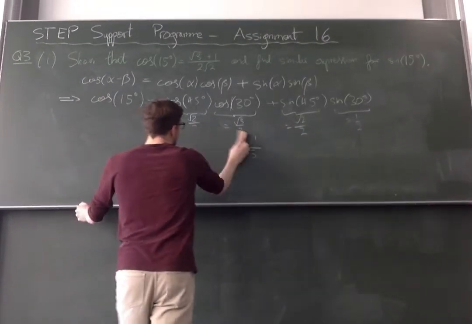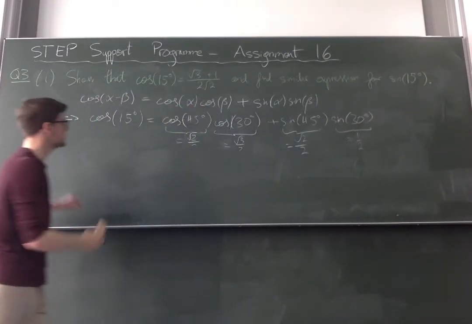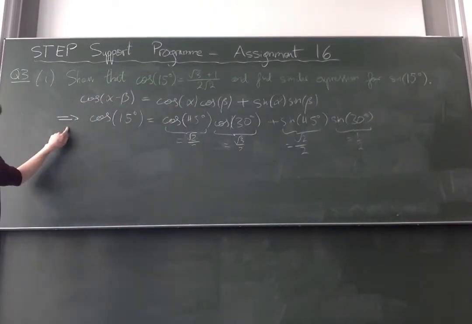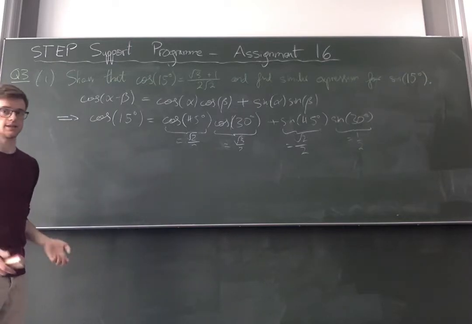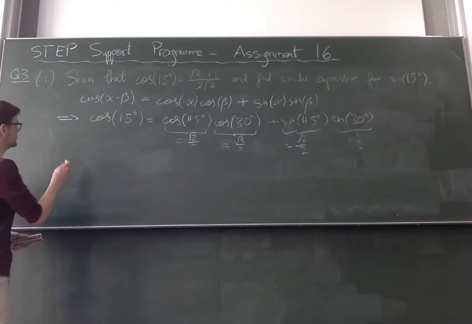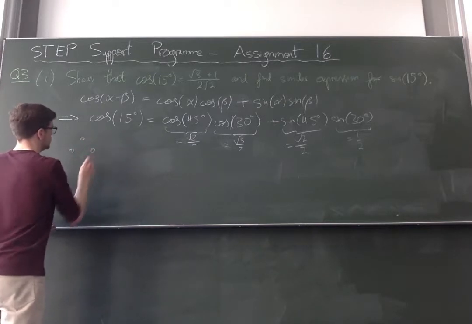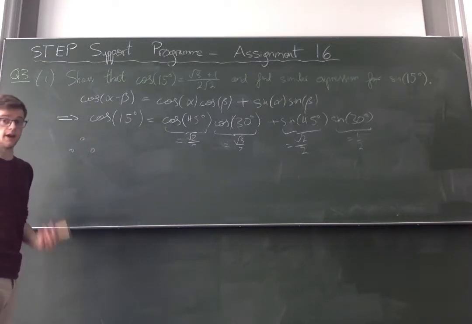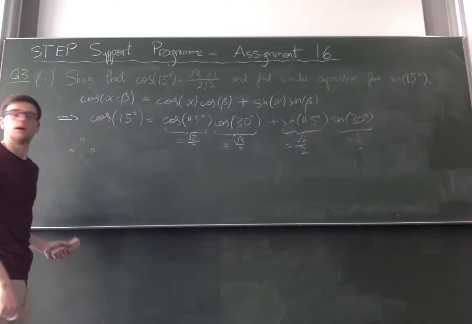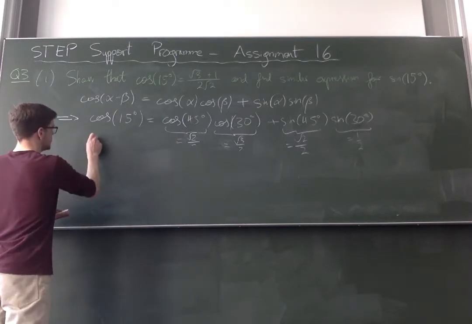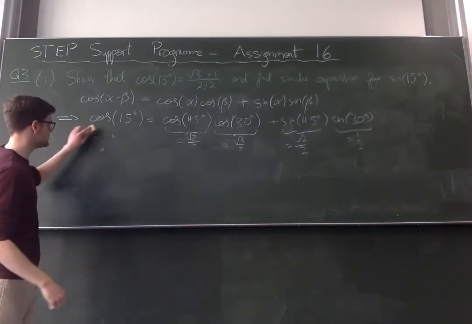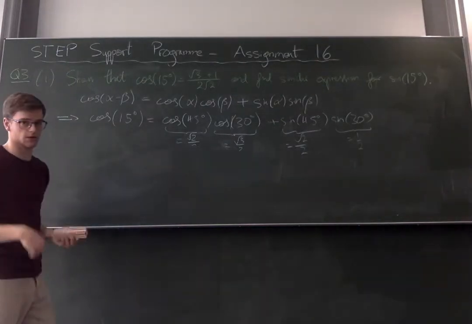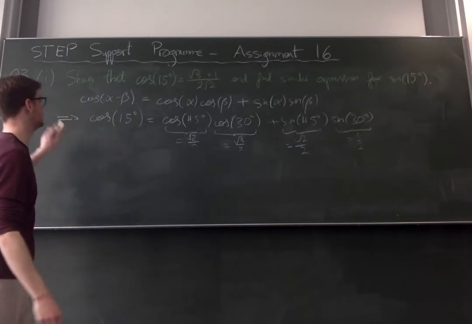Now, I should mention one other thing. I've used this symbol here. You've probably seen it by now because we're on assignment 16. This is the implies symbol. There's also this symbol, like three dots, which is read as therefore. And there's also a similar one, which is because. These are helpful symbols that you can use to make your writing a lot more clear.